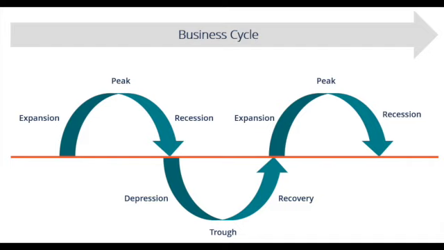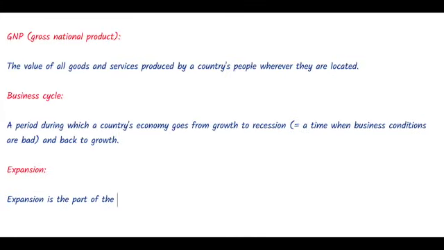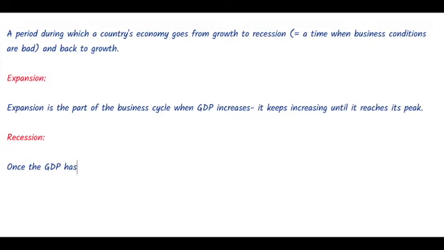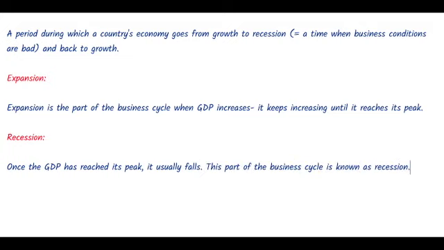I'm going to go through the definitions of expansion and recession. So expansion is the part of the business cycle when GDP increases. It keeps increasing until it reaches its peak. Once the GDP has reached its peak, it usually falls. It always falls. This part of the business cycle is known as recession.